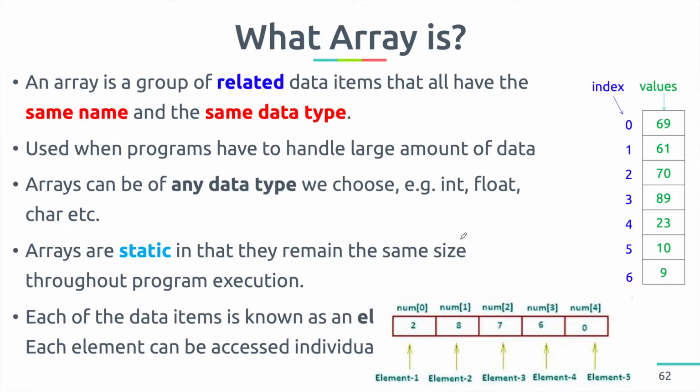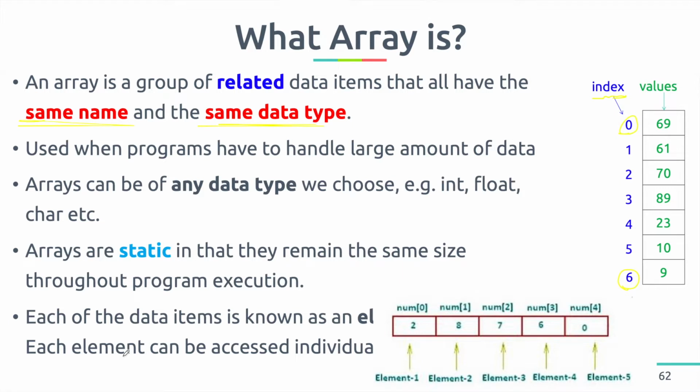A formal definition of an array is a group of related data items that all have the same name and the same data type. How do I refer to each item in that array? We have to refer to it using an index. Indices in Java start with 0 and end with the size minus 1. So the size of this array is 7.